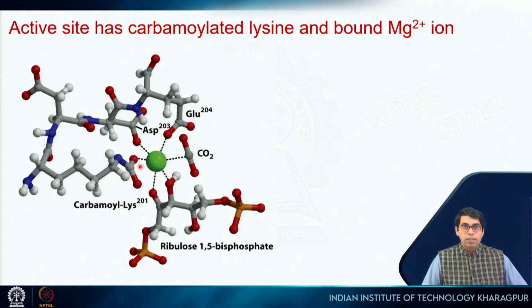This magnesium ion is coordinated by this carbamoyl end of the lysine, then this aspartic and glutamic acid side chains are there. The substrate is also there, this is the ribulose 1,5 biphosphate, and finally carbon dioxide is there, right. So, this is the active site and we will see how the reaction happens.